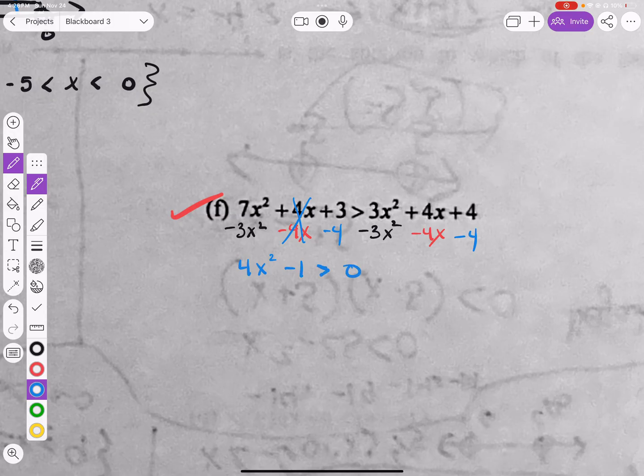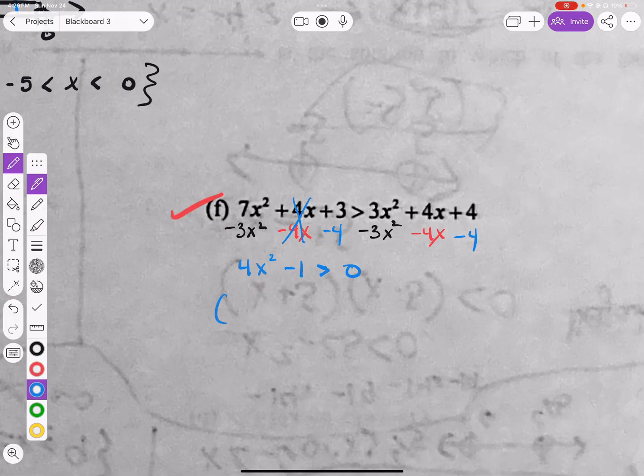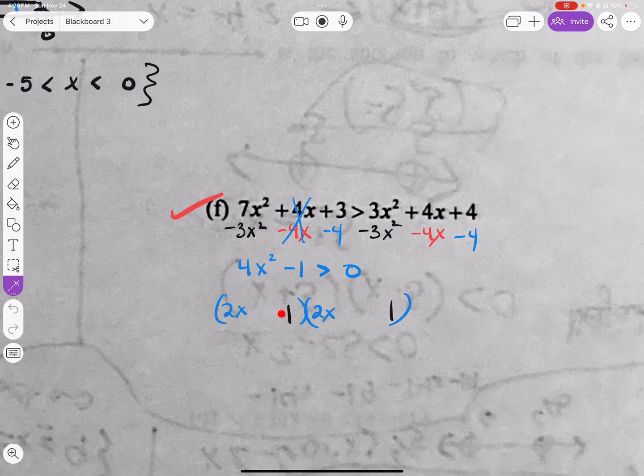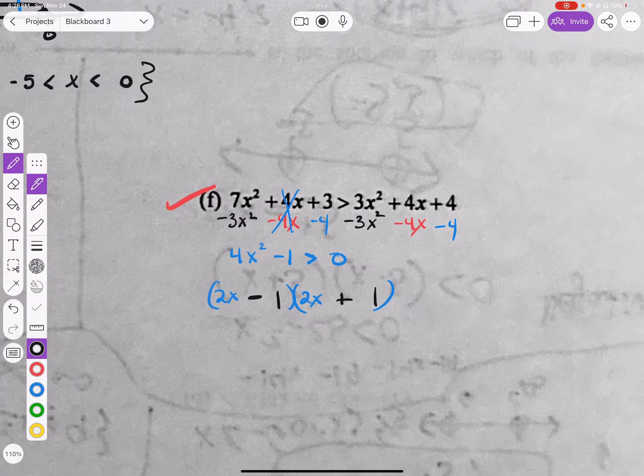Let's see here. They're trying to trick you here with a difference of squares problem. This is a tricky one. It's got to be a 2x and a 2x to give you 4x squared. It's got to be a 1 times a 1 to give you the 1. But notice there's no middle term. That's because these add up to 0, which means 1 is negative and 1 is positive. It is a difference of squares. This is like a 2x squared minus a 1 that's been squared. 2x minus 1, 2x plus 1.